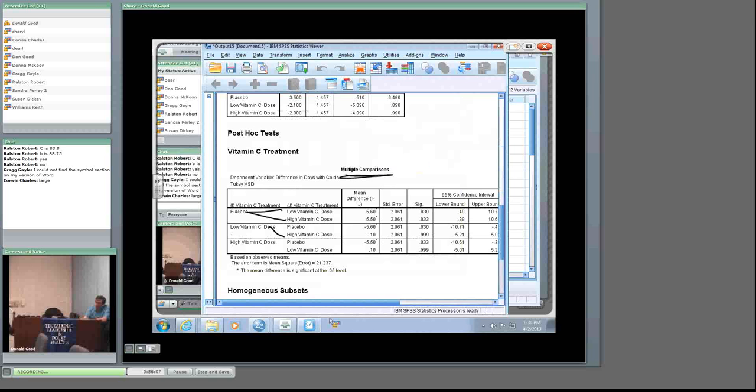So, which of these, again, I'm talking about this line, and this line. Which of those are under 0.05? This number, not that number.